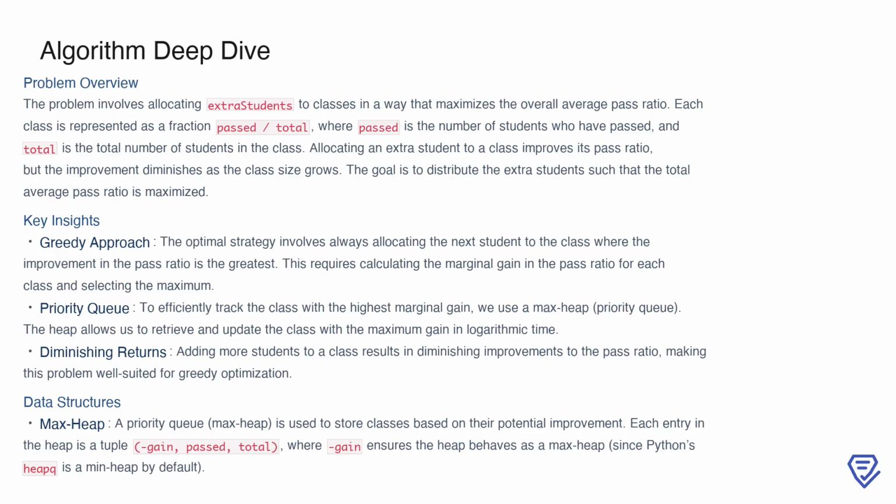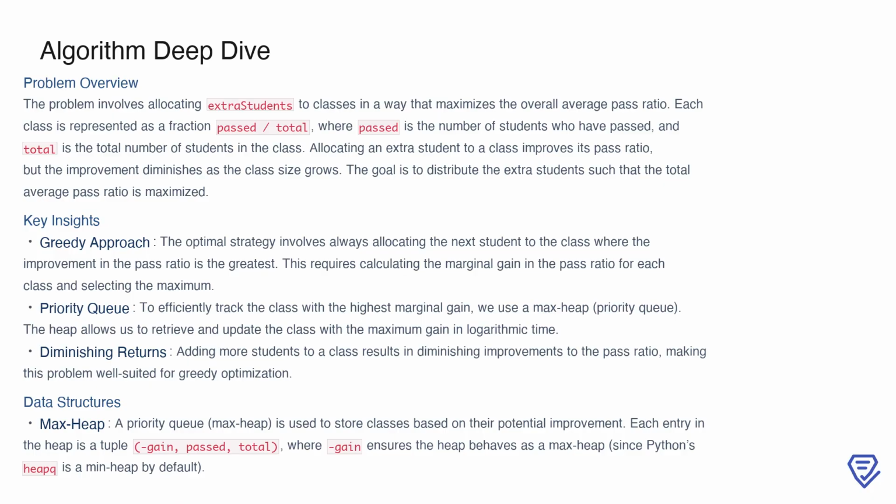In this problem, we are tasked with allocating a given number of extra students to a set of classrooms in a way that maximizes the overall average pass ratio. Each class is represented as a fraction of passed/total, where passed is the number of students who have passed, and total is the total number of students in that class. Adding an extra student to a class increases its pass ratio, but the amount of improvement decreases as the class size grows. This diminishing return is a fundamental aspect of the problem.